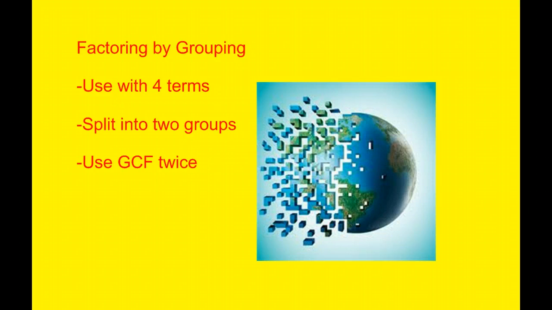But when we talk about factoring by grouping, we're going to use that when we have 4 terms in a polynomial. And what we're going to do is split those terms into 2 groups, and we're going to use our GCF factoring, and we're going to do that twice in the same problem. Let's look at an example of what that looks like.